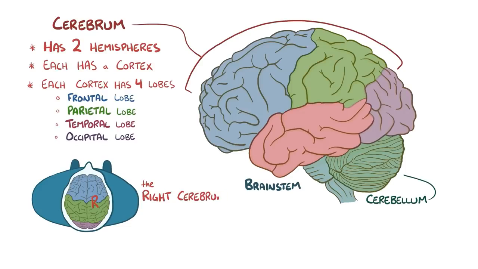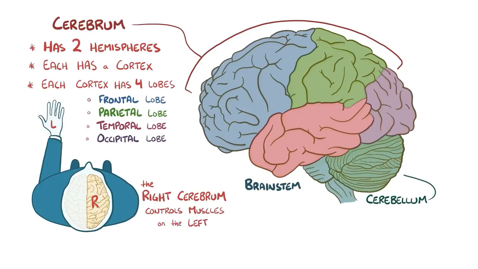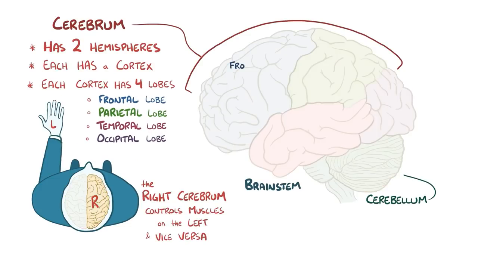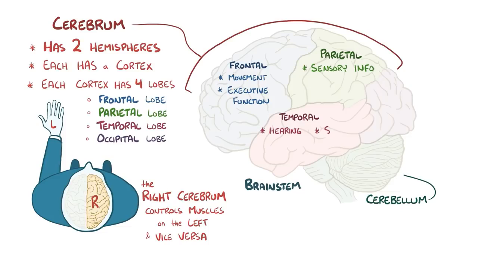The right cerebrum controls muscles on the left side of your body and vice versa. The frontal lobe controls movement and executive function, which is our ability to make decisions. The parietal lobe processes sensory information, which lets us locate exactly where we are physically and guides movement in a three-dimensional space. The temporal lobe plays a role in hearing, smell, memory, as well as visual recognition of faces and language. Finally, there is the occipital lobe, which is primarily responsible for vision.